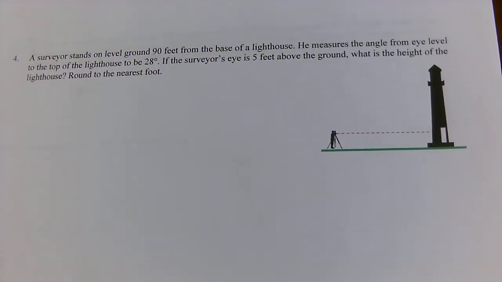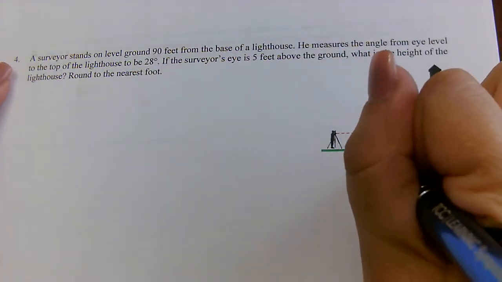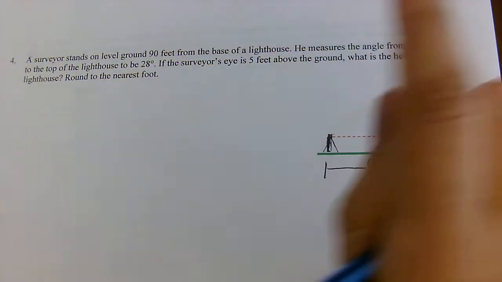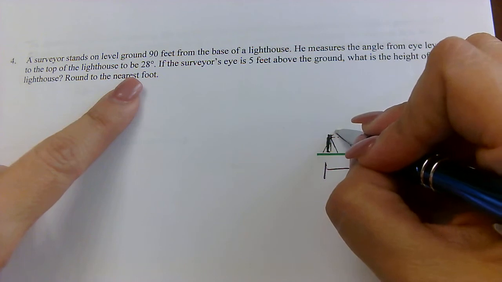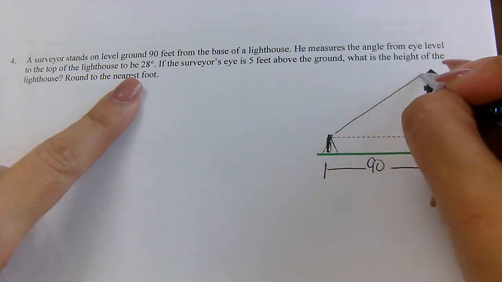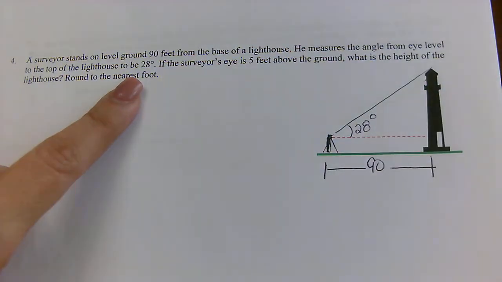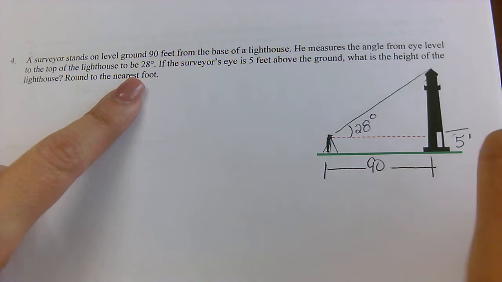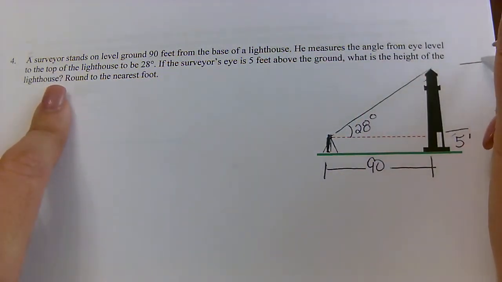Number 4 says a surveyor stands at ground level 90 feet from the base. So here we're going to have 90 feet, this distance. It says here he measures the angle from eye level to the top to be 28 degrees. So I'm going to go ahead and draw to the top, and this will be 28 degrees. If the surveyor's eyes are 5 feet from the ground, what is the height of the entire lighthouse?